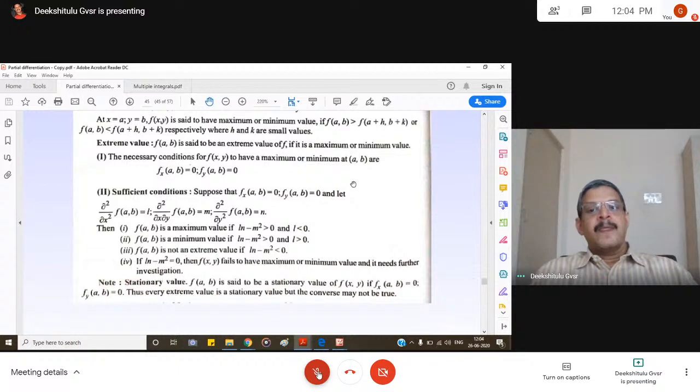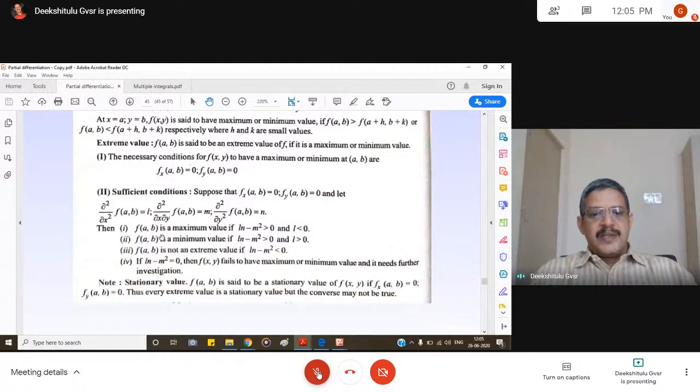For that, what you have to do is find ∂f/∂x equated to 0, find ∂f/∂y equated to 0, and solve these two equations. You will get those values of x and y for which these conditions are satisfied. And those points are called stationary points. From these stationary points we then find out whether they are maximum or minimum points. So every extreme value is a stationary value, but the converse need not be true.